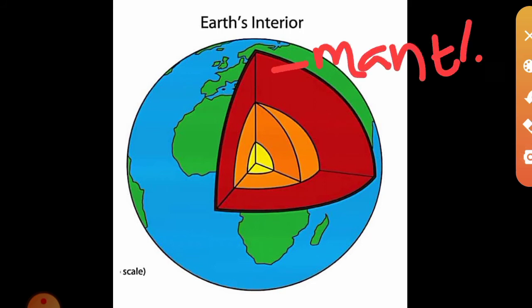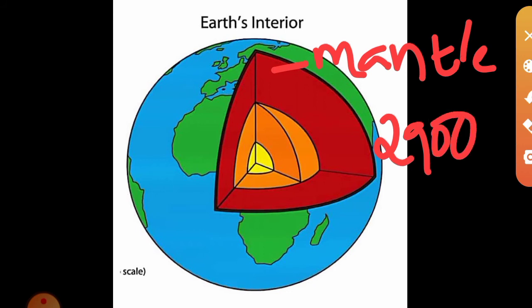Mantle. So what about mantle? That is the second layer just beneath the crust. And you can notice the speciality of this mantle. It looks the thickest layer in the Earth's interior. Among the layers of the earth, that is the thickest layer, but in your textbook it is given as the core. So 2900 kilometers is the thickness of mantle.